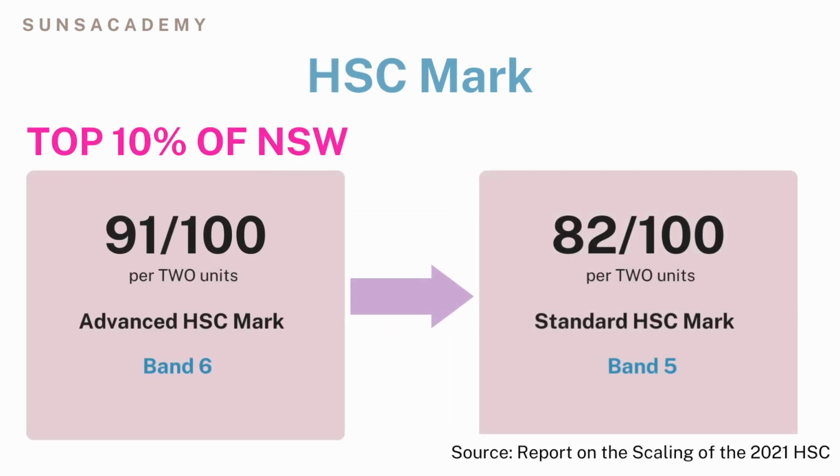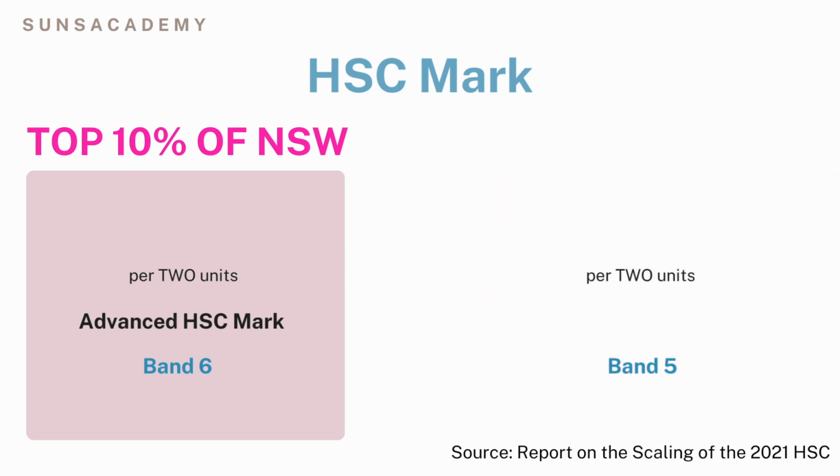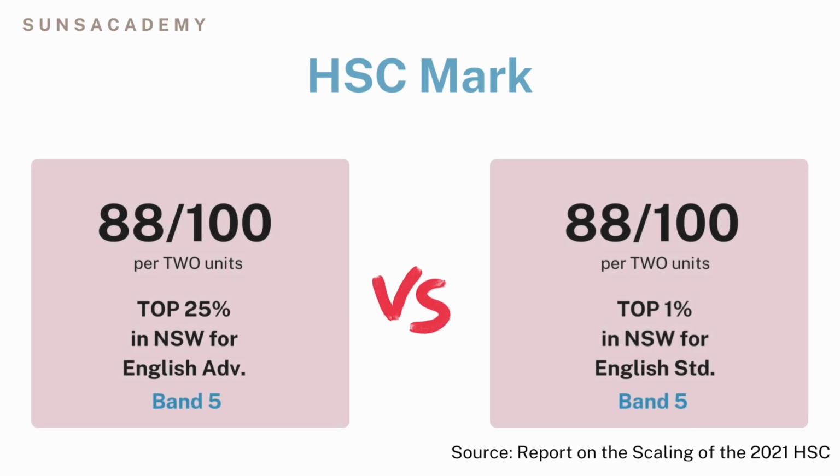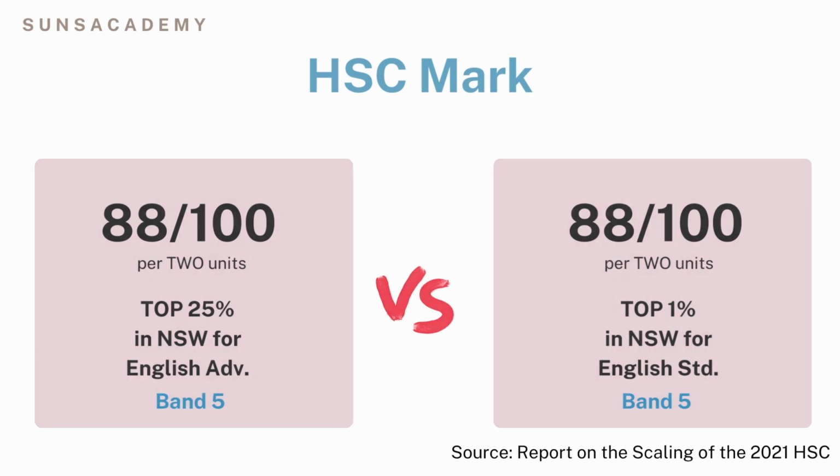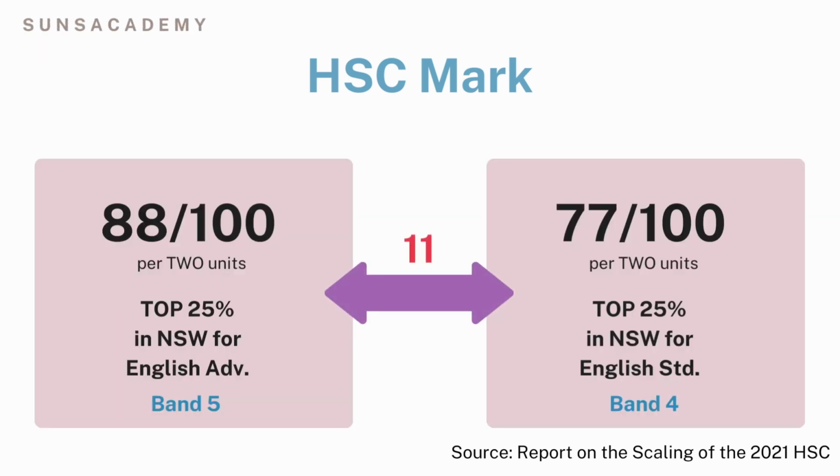So, according to UAC, in 2021, if you're in the top 10% for advanced, the marks were aligned to be 91 out of 100, so band 6. But in standard, the marks were aligned to be 82 out of 100. And if you see here, there's no difference between the marks for being the top 25% for advanced versus being the top 1% for standard. But if you're in the top 25% for standard, the marks aligned to be 77 out of 100, which is quite a big difference with the 88 out of 100 for advanced.